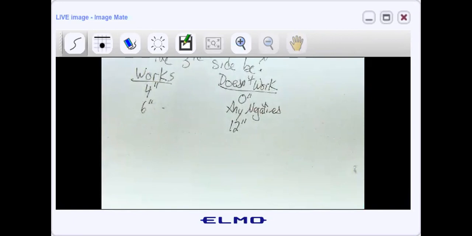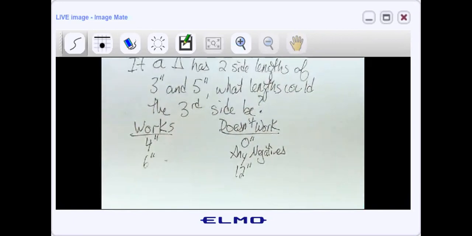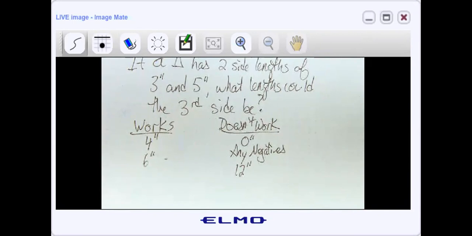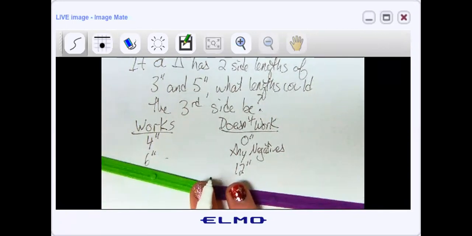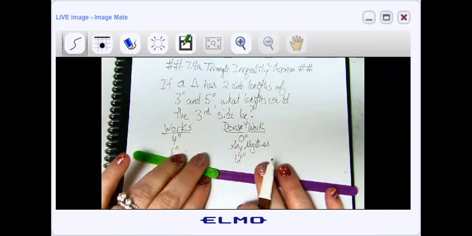So let me ask you that question. If one side is 3 and one side's 5, could the other side be 8? No. Haley says no. Maybe. Anybody else want to weigh in on this? If I have side lengths of 3 and 5, could the third side be 8? Oh, James says yes. Anybody else want to give their thoughts here? You've got one side 3, one side 5. Could the third side be 8?